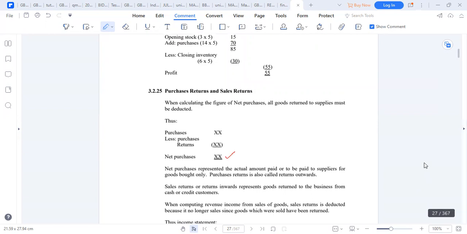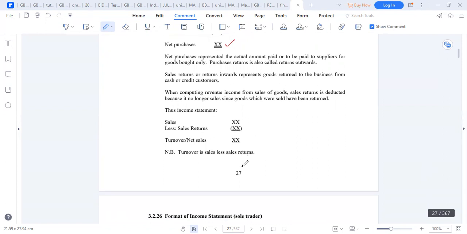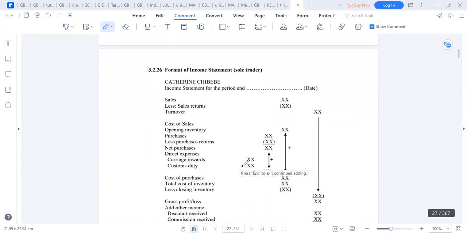Same with our sales. We could have sold to our clients, but they discovered that the goods were not okay. So we get our net sales or sales turnover by subtracting from the sales figure the returns that we had. So these are the adjustments that you need to understand that will give us the general format of an income statement. So when we have our sales, we remove the sales returns. What we get is the sales turnover. We'll put it here.